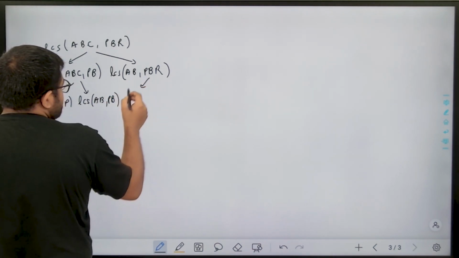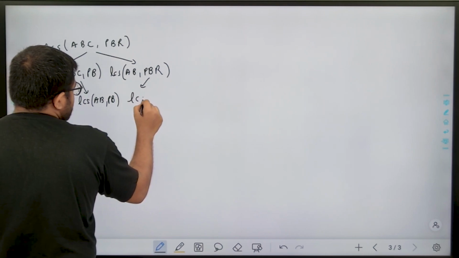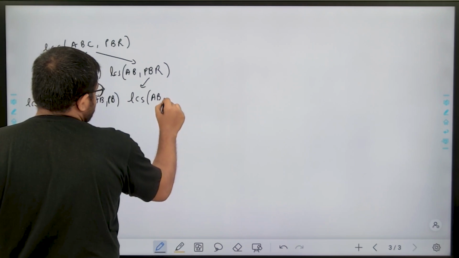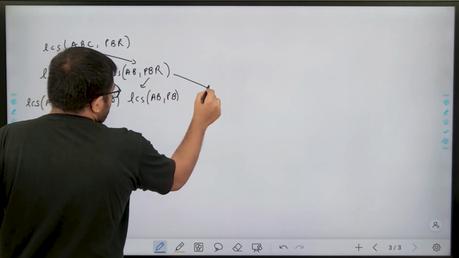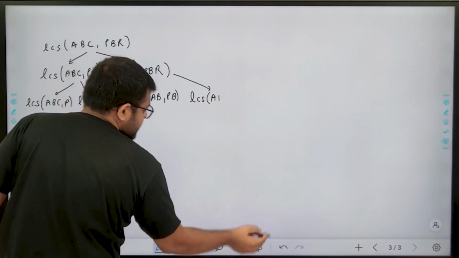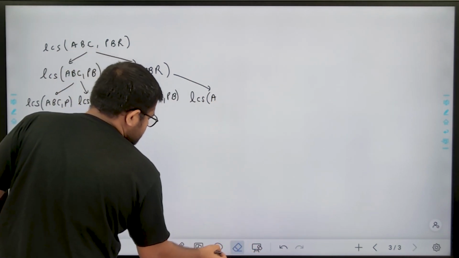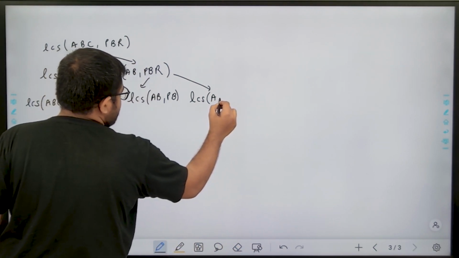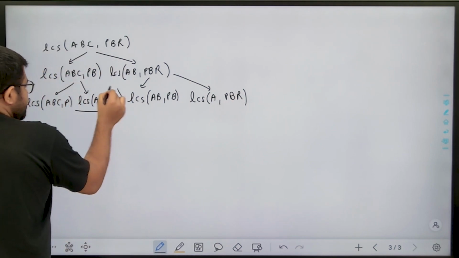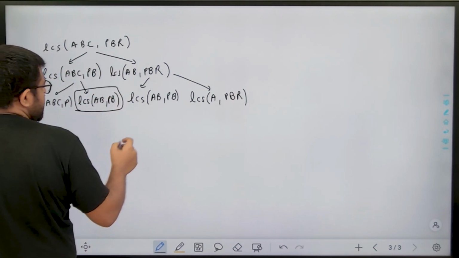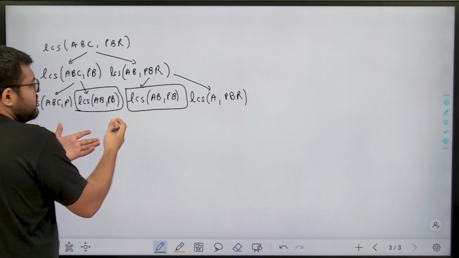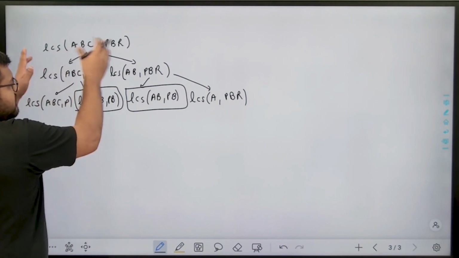Similarly here, since the last character do not match, I'll say the answer to this subproblem is nothing but max of longest common subsequence of A, B, comma P, B, or longest common subsequence of A comma P, B, R, right? Now here you can see we are solving longest common subsequence for A, B comma P, B. Here also we are solving the same thing. So the same subproblem is solved multiple times in the recursive call to solve the bigger problem.